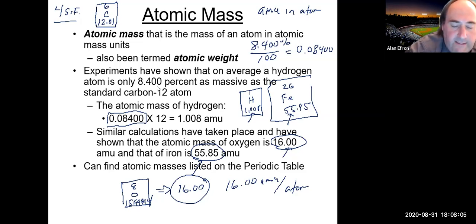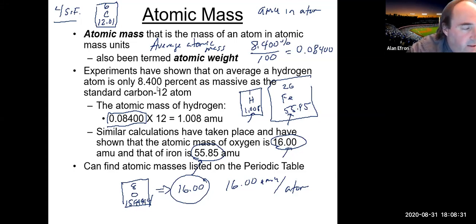And the reason is, when you look at the periodic table, all the numbers that you see on the bottom of the symbols, they are atomic masses, but they are actually what are referred to as average atomic masses. Although most people don't use the word average with them. But they're basically average atomic masses of all the naturally occurring isotopes for that particular element.